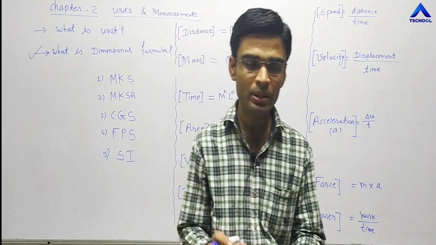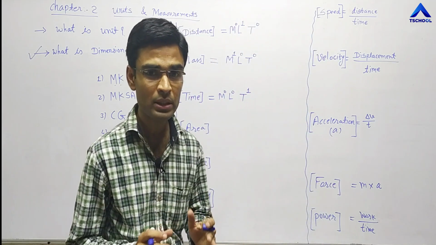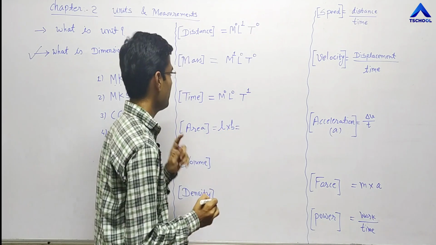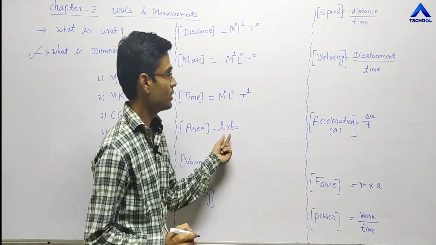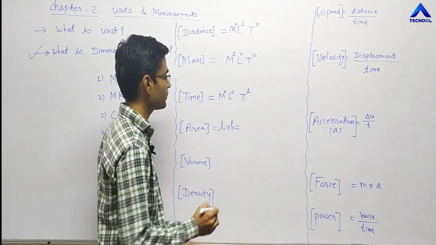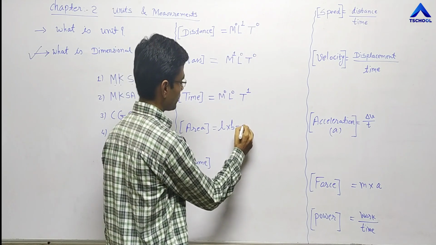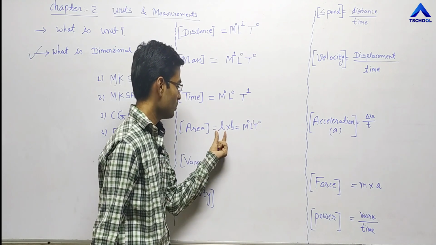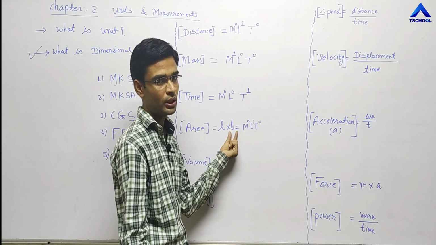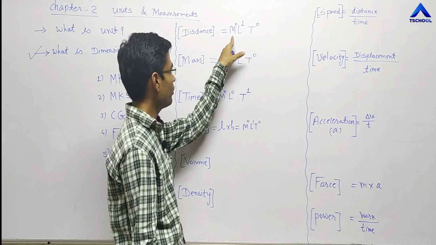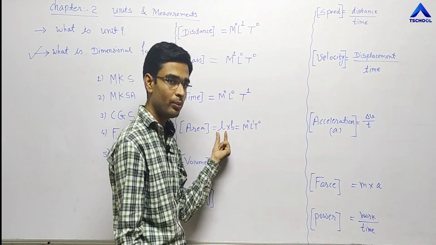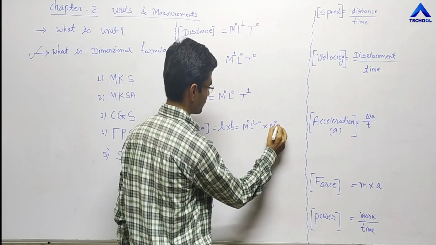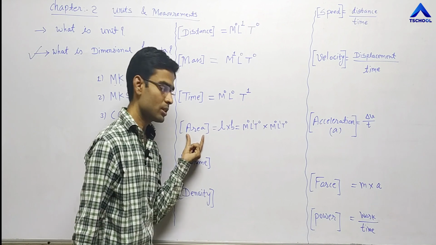Now area. Area means length into breadth. The dimensional formula of length, equivalent to distance, is M0 L1 T0. Breadth is also one type of distance, measured in the MLT form, M0 L1 T0. Length and breadth are each one type of distance, so we multiply M0 L1 T0 by M0 L1 T0. Understood?